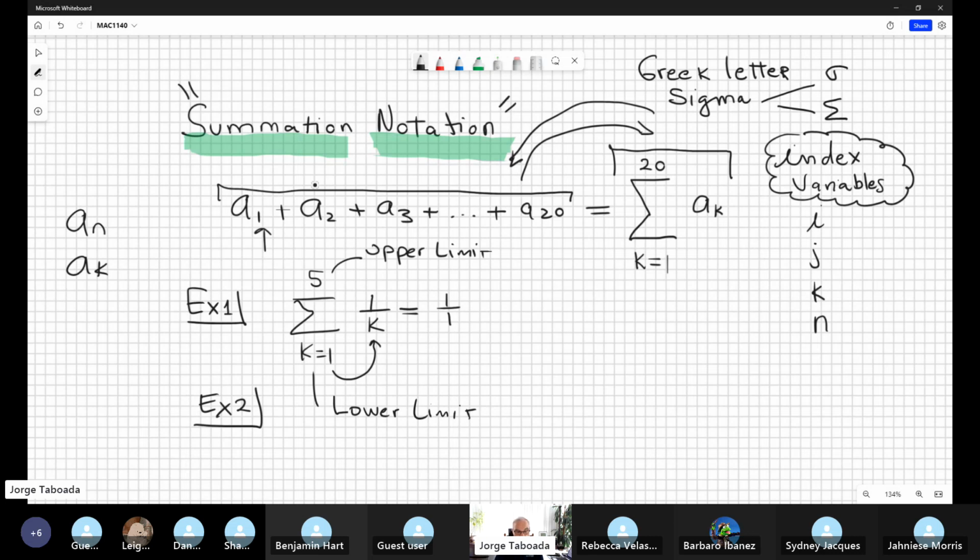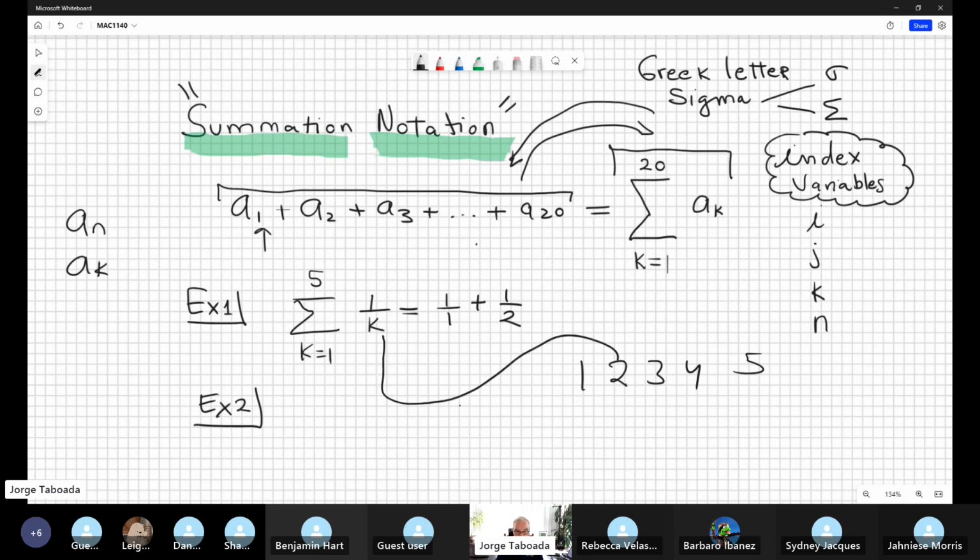Okay, so now in between 1 and 5, we have 2, 3, and 4, no? So our summation notation contains 1, 2, 3, 4, and 5 elements. The first is 1, the second is 1/2, because you substitute 2 inside the explicit formula of the sequence, plus 1/3, plus 1/4, plus 1/5. Clear now? Thank you. Okay, cool. It's my pleasure, anytime.